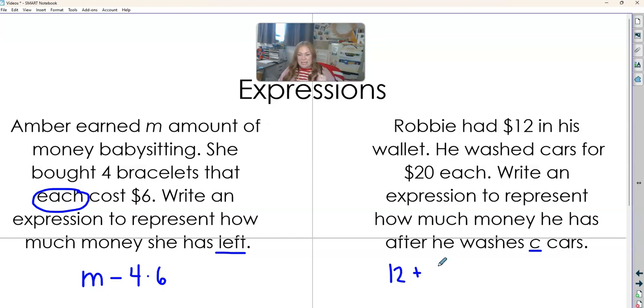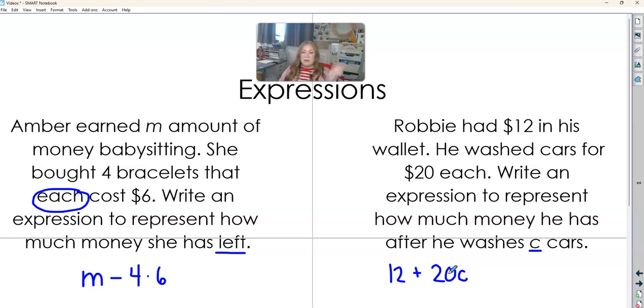So we've got this C here. So 20 times C, right? 20, we're just multiplying whatever this is. Now, we don't really want to put a times sign because then it looks like an X. So we can just put 20 C's. So 20 times the cars he washes plus the $12 he already had. You could put that 12 at the end too. It won't make a difference.